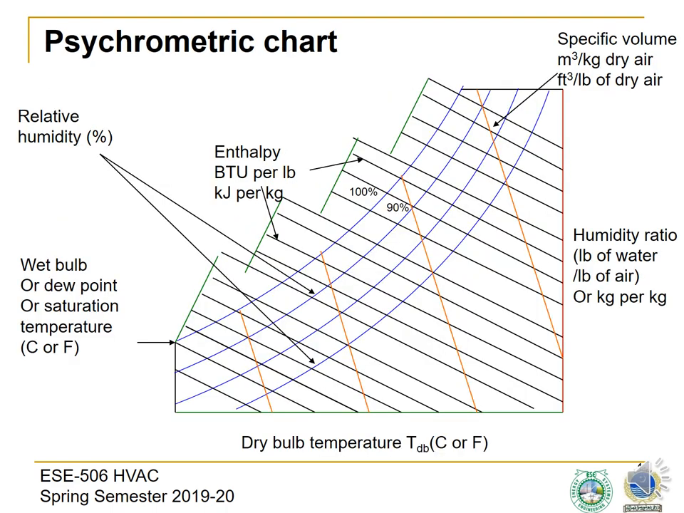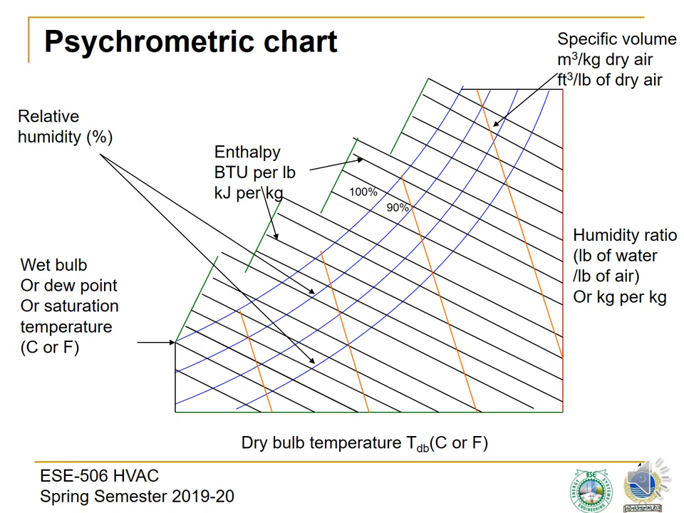Here is the psychrometric chart. We can see here on the x-axis there is the dry bulb temperature, TDB. It is in degree Celsius or in degree Fahrenheit. On the y-axis, on the right-hand side, it is humidity ratio. Its unit is kg of water divided by kg of dry air, or pound of water divided by pound of dry air. You can find the psychrometric chart in both the SI system and the FPS system. But in this study, we will focus more on the SI system, in kg and degree Celsius.